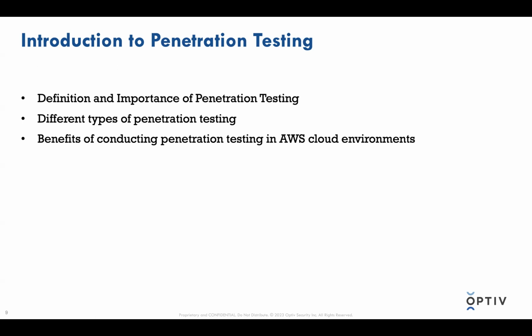Now let's explore the different types of penetration testing commonly employed. There are three main types: black box, white box, and gray box testing. Black box testing simulates an attacker with no prior knowledge of our systems. The tester has to discover vulnerabilities and gain unauthorized access through external methods, just like a real attacker would. This type of testing helps us understand how an external attacker might exploit our defenses.